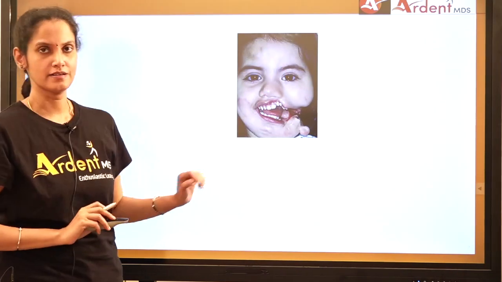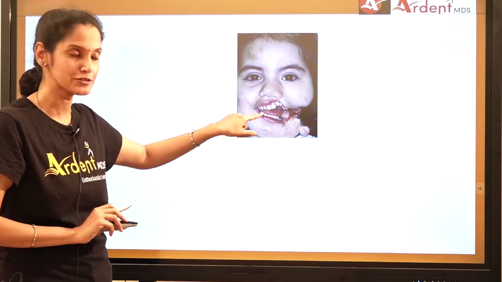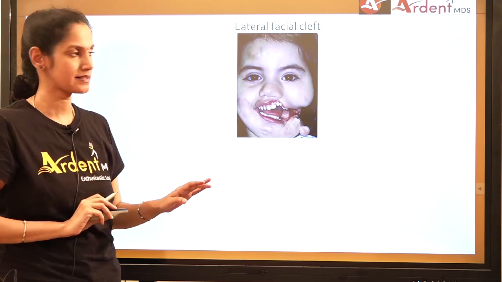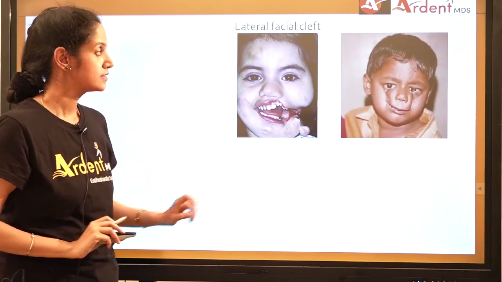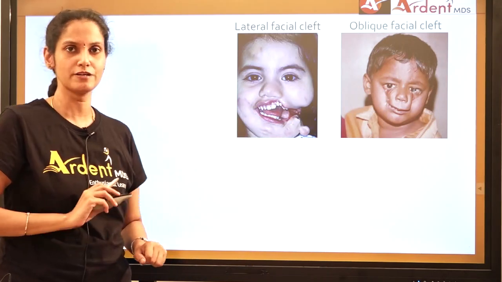So what do you think this cleft is? It's a cleft extending from the corner of the mouth, the commissure of the mouth, and it goes up to the ears. So this is lateral facial cleft. Next picture, you see the cleft extending from the upper lips to the eyes. This is oblique facial cleft.